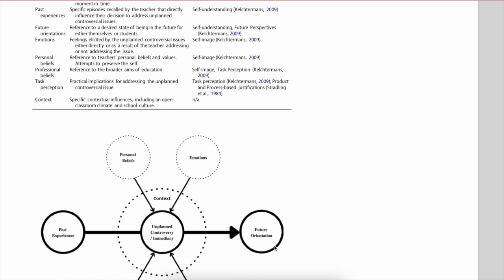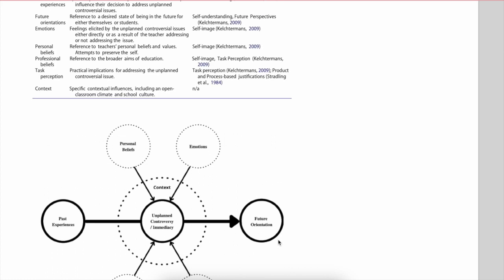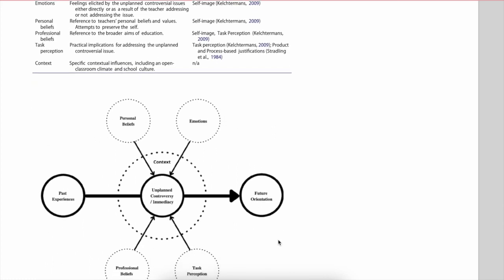And then also future orientations. So who is the teacher that they want to be, or what are the capacities or the skills of the students that they want their students to have, right? Their desired future orientation for self and students. That's the core, right? So we have urgency, past experiences of the teacher, and then future orientation for teacher and student.